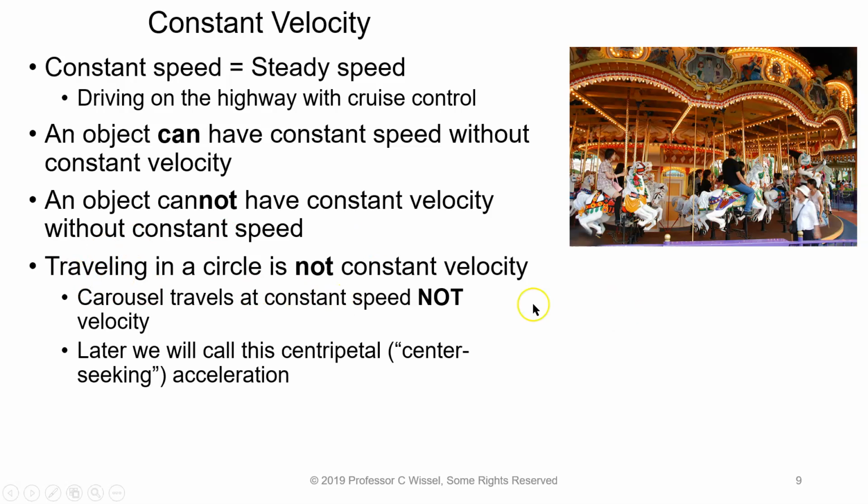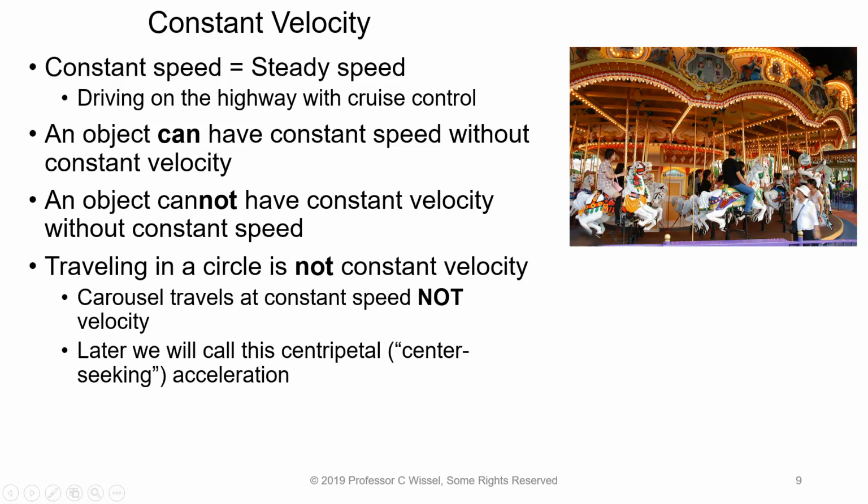So traveling in a circle is not constant velocity. A carousel travels at a constant speed, but not constant velocity, because all these horses on here are constantly changing direction. As they go around, they're going in a different direction.